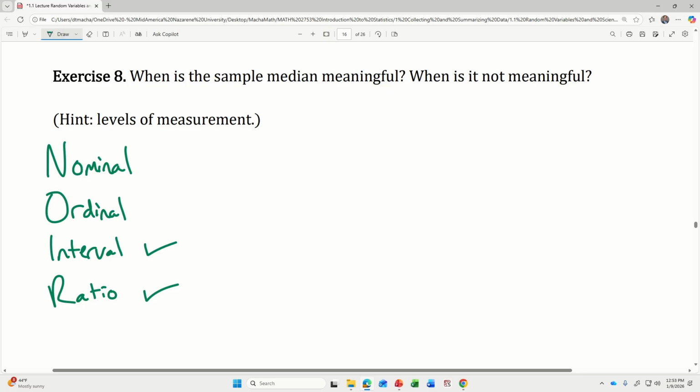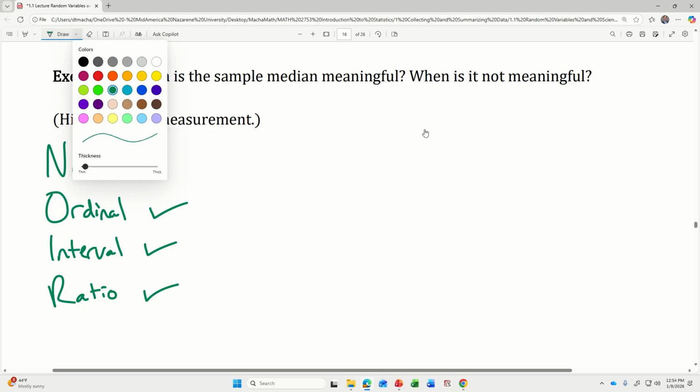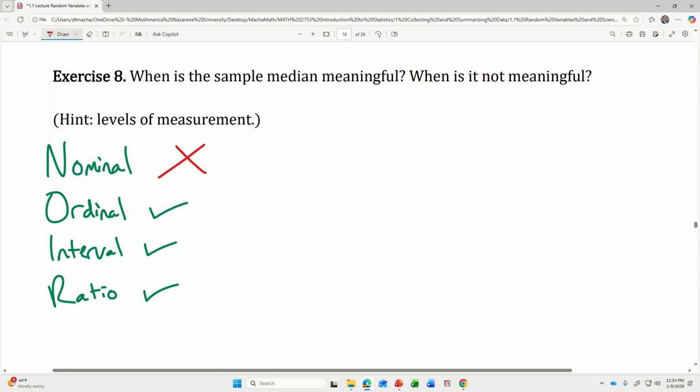Ordinal. What was our example for ordinal? Whether people are very satisfied, satisfied, neutral, unsatisfied, or very unsatisfied. If I have an ordinal level of measurement, would it make sense to find the middle response from a group of responses? Yeah, you can find a sample median in an ordinal level of measurement. What about a nominal level of measurement, like if I ask everybody what their favorite sport is? No, there is no median response for a nominal level of measurement.